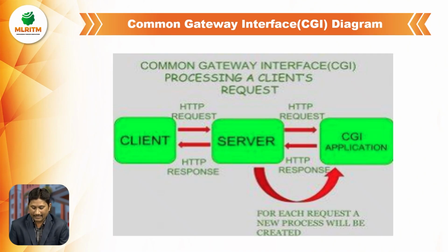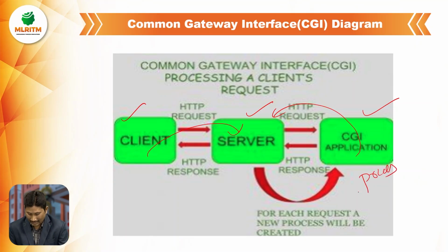CGI diagram. This is the client, this is the server, this is the CGI application. Here the client sends the request to the server. The CGI obtains the request from the server. After obtaining the request, it processes the request and finally sends the response back to the server. Here, for each request, a new process will be created.